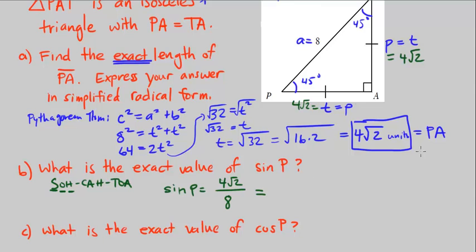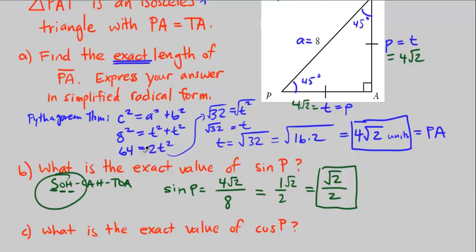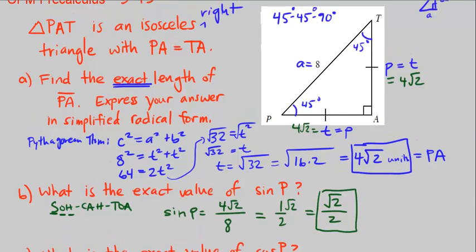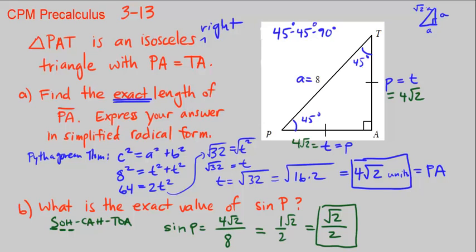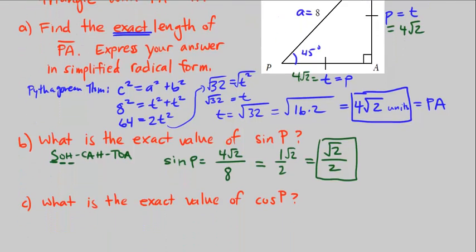So simplifying that, 4 over 8 is the same as 1 over 2, times square root of 2. And we can just write that as square root of 2 over 2. And this is a ratio, so there are no units. We don't write units. Sine is a ratio of a side to a side, so there are no units. All right, let's go on to part C.